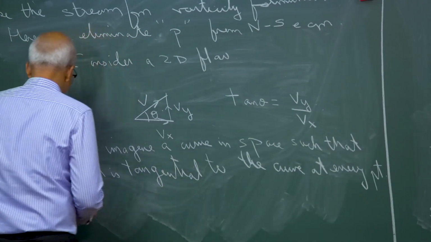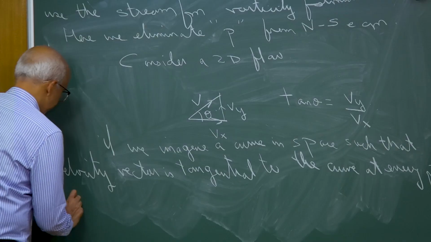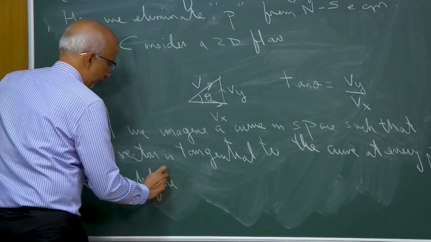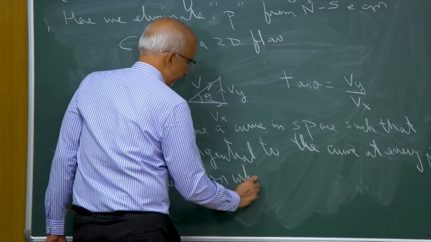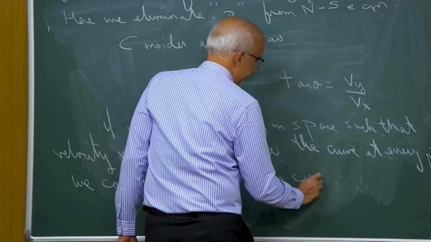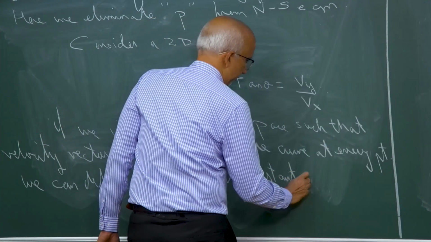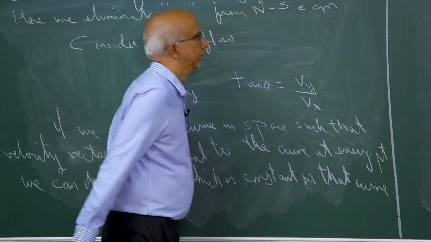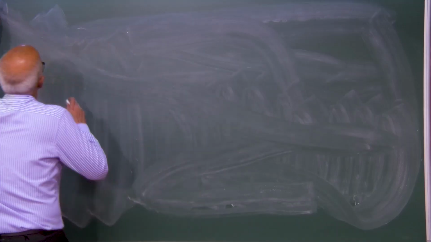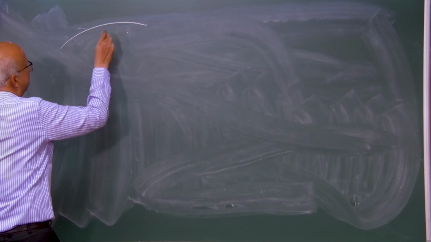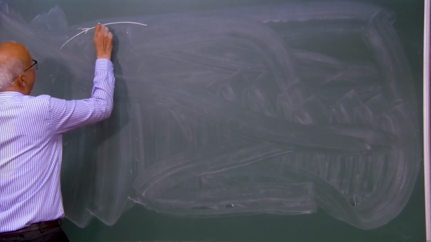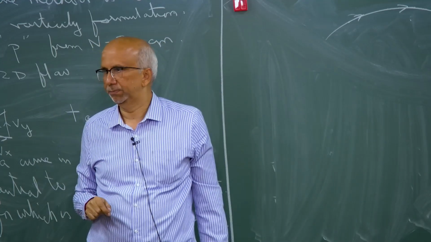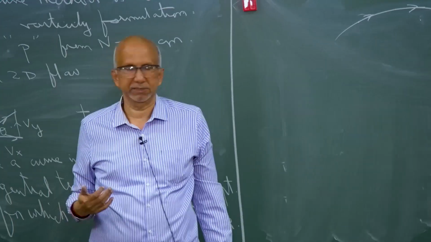So, then we can define a function which is constant on that curve. Basically, this is the curve, at this point the velocity is tangential, I am drawing a tangent to the curve, and the velocity is tangential at every point. The velocity of the liquid is actually tangential to this curve.